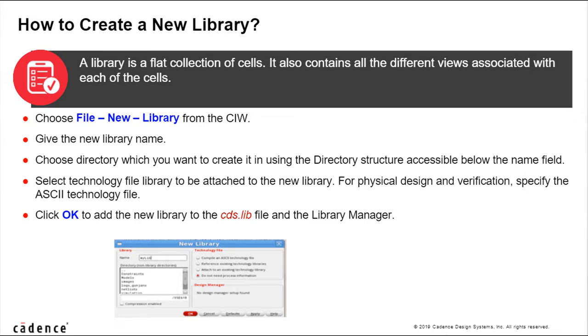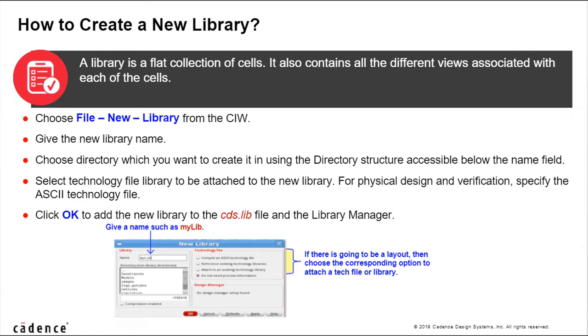Give the new library that you want to create a name and choose which directory you want to create it in, using the directory structure that is accessible below the name field. For physical design and verification, you need to specify the technology file, or the tech, for a library to be attached to this new library that you're creating. And after that, you have to click OK to add the new library.